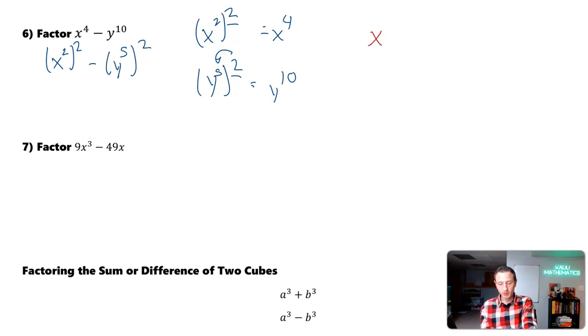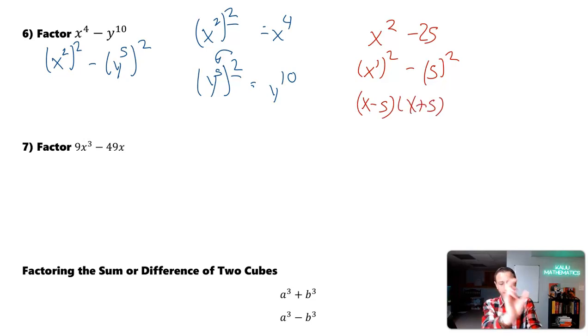Just like how I was talking about x squared minus 25. This is x to the first squared minus 5 squared. So I took x minus 5 times x plus 5. So I took that term that was being squared. Same concept here where x squared is being squared. So this is going to be x squared minus y to the 5th, and x squared plus y to the 5th.